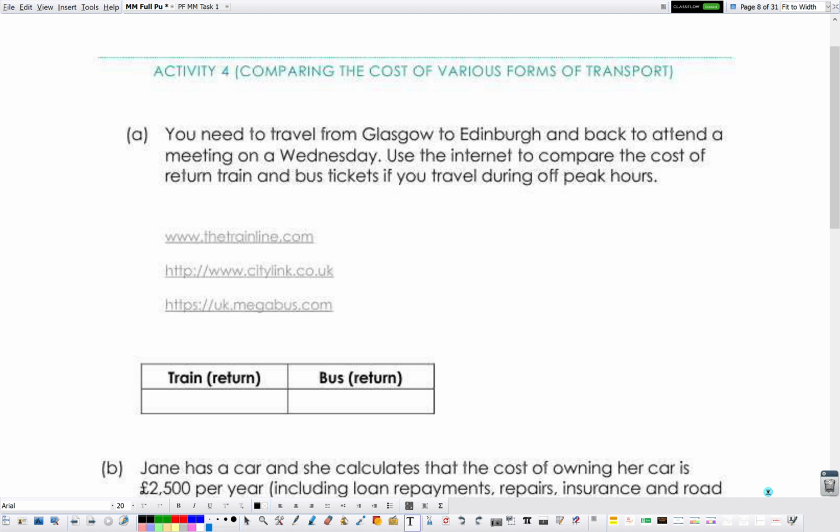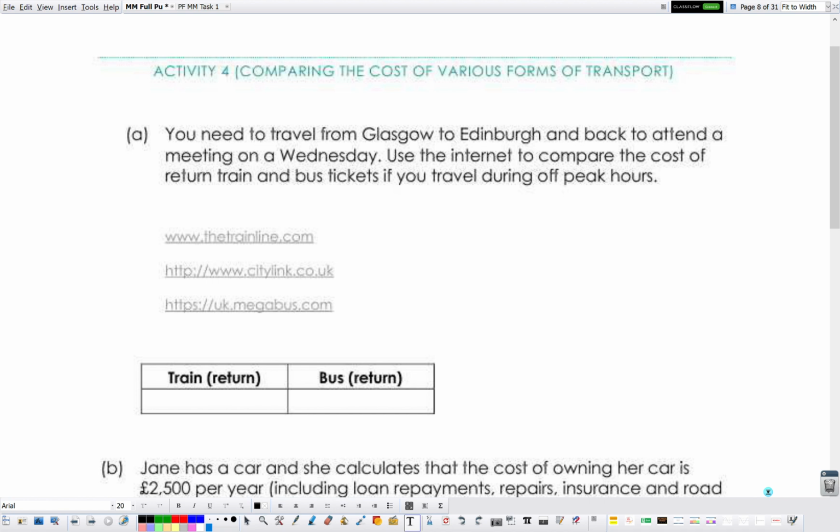We're now going to look at activity 4 in the money management task 1, and that's in the personal finance course. Now this activity is comparing the cost of various forms of transport. So we're going to look at some public transport, and we're going to look at the cost of running a car and compare the cost for a kind of typical journey.